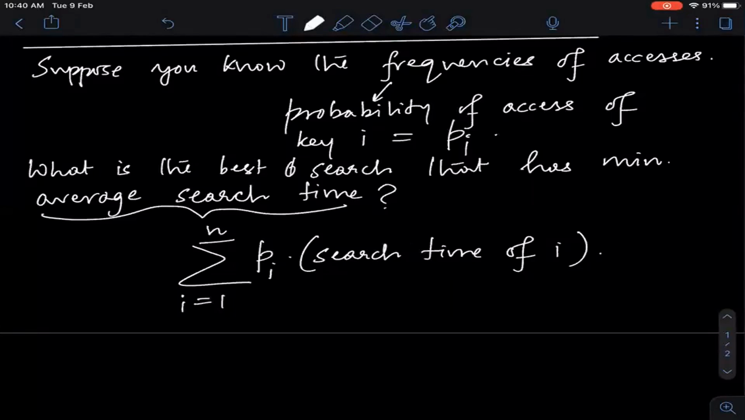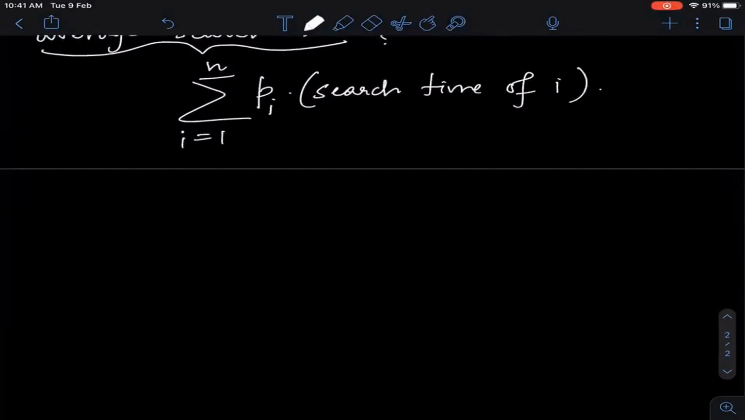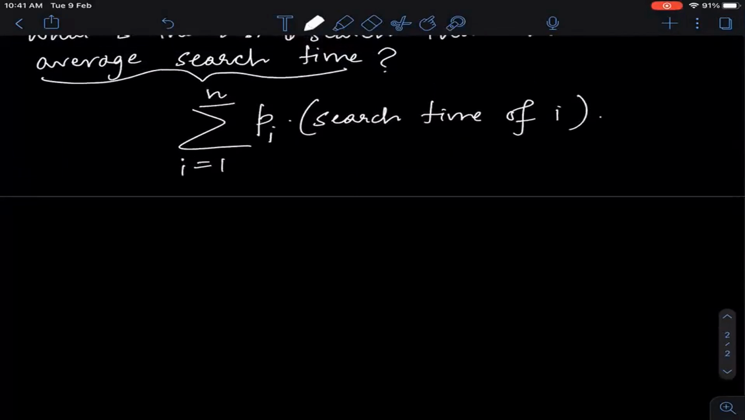I give you the frequency of accesses of each of the keys 1 to n, and I just denote them using probabilities. They are equivalent. I want to build a binary search tree which minimizes the average search time, where the average search time is the summation over all the keys of Pi times the search time of i. Yeah, Chintan, we will see. If it was so easy, then we would not have done this. But let's first see why a balanced search tree does not work.